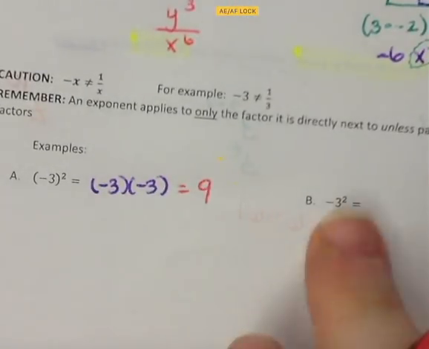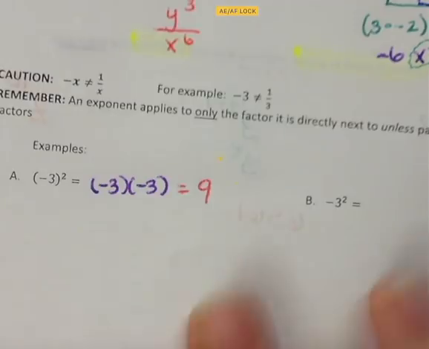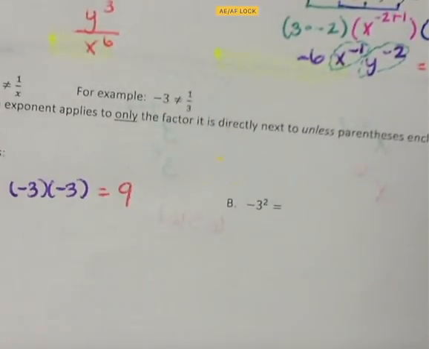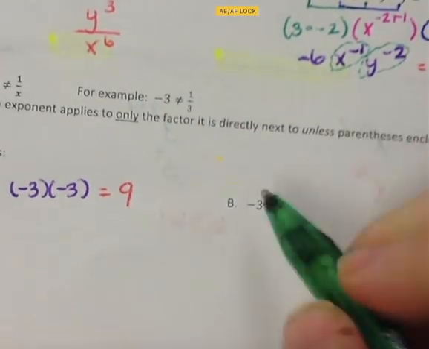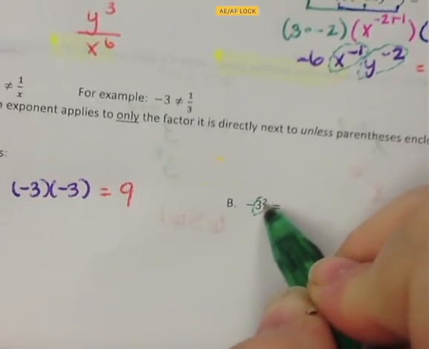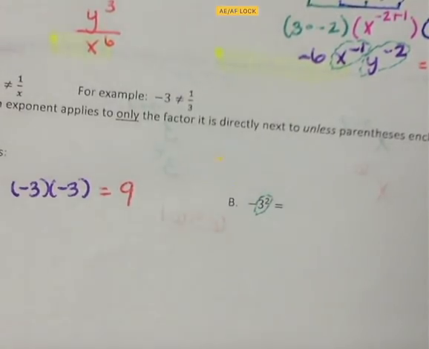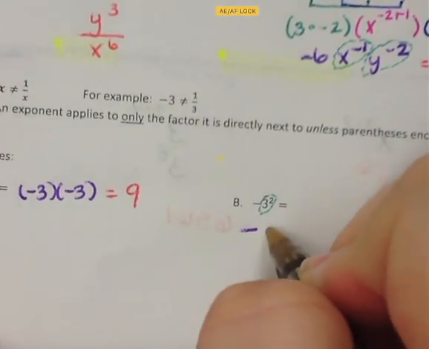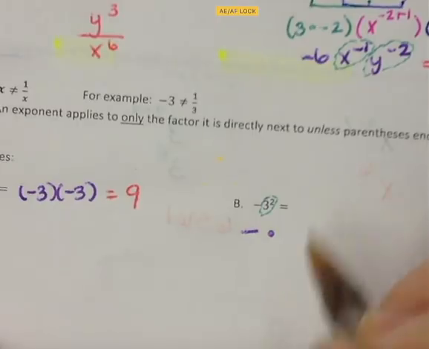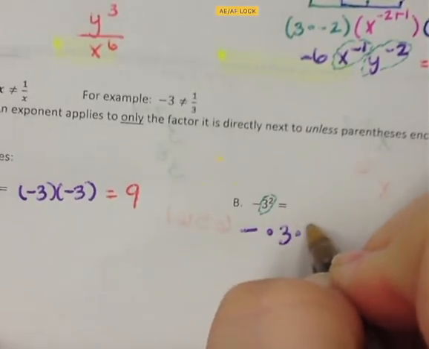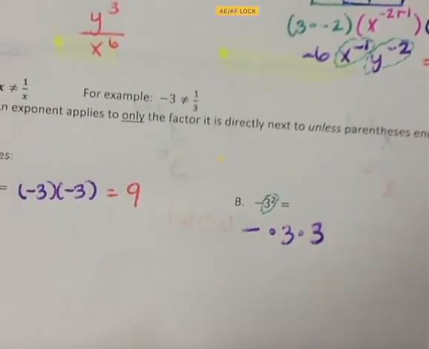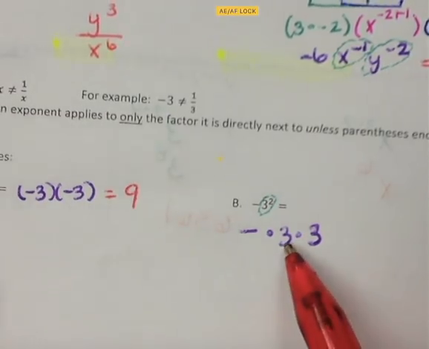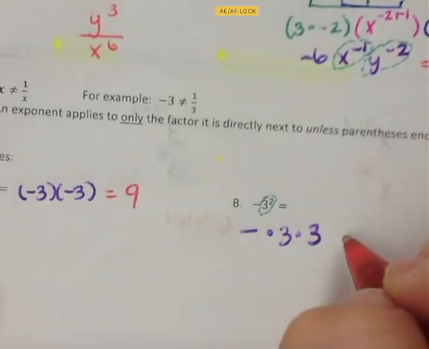However, the same example, except with no parentheses. So on example B, that squared is technically only attached to that 3. So only the 3 is being squared. So we really have a negative on the outside times 3 squared, which means you write 3 twice. 3 times 3. So a negative times 3 is a negative 3. Times 3 is a negative 9.